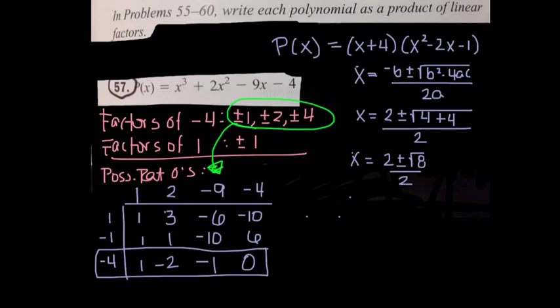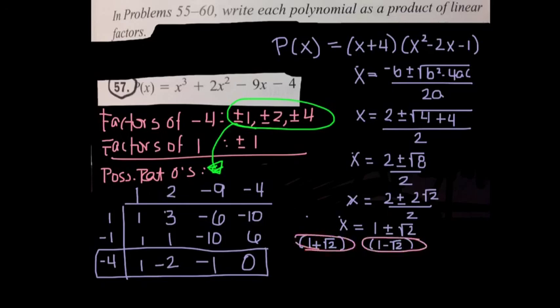The square root of 8 is just 2 square roots of 2, so x is equal to 2, plus or minus 2 square roots of 2, all over 2. Every one of these terms can be divided by 2. So x is equal to 1, plus or minus the square root of 2. So that means that my remaining two zeros are 1 plus the square root of 2 and 1 minus the square root of 2. Okay, so these numbers, even though there's more than one term to it, these numbers represent my zeros. Negative 4 was that third zero.